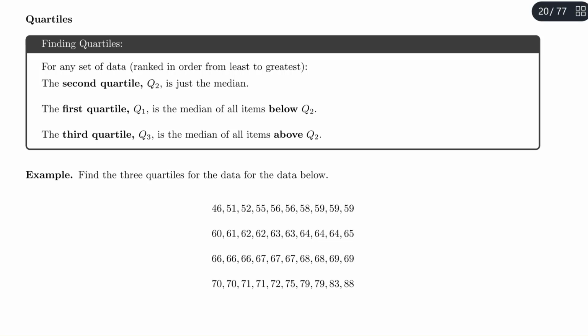When we're finding quartiles for any set of data, they're in order, least to greatest. Second quartile is just the median. And the reason I wrote second, first, third in this order, not first, second, third, is because this is the way we usually want to find these values. So first we find the median, the way we learned before. Q2 is just the median.